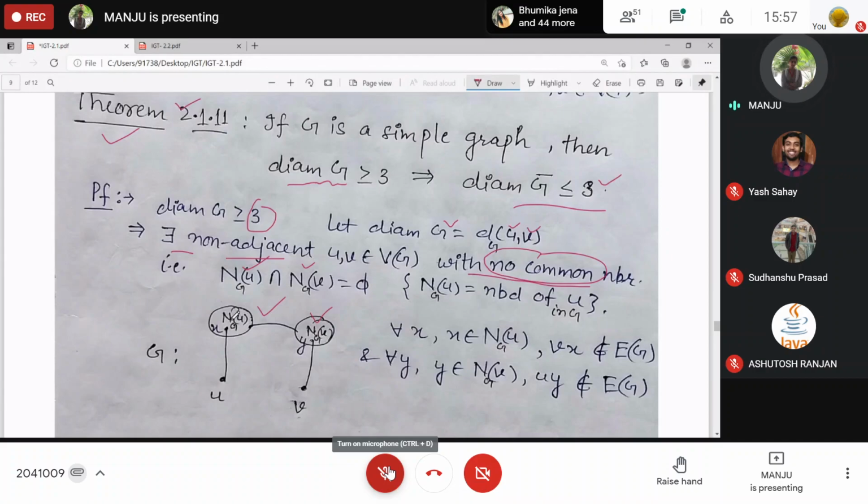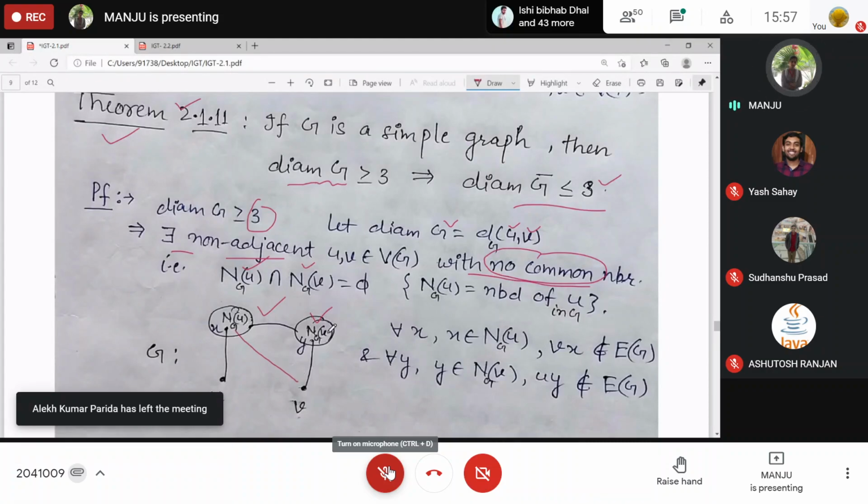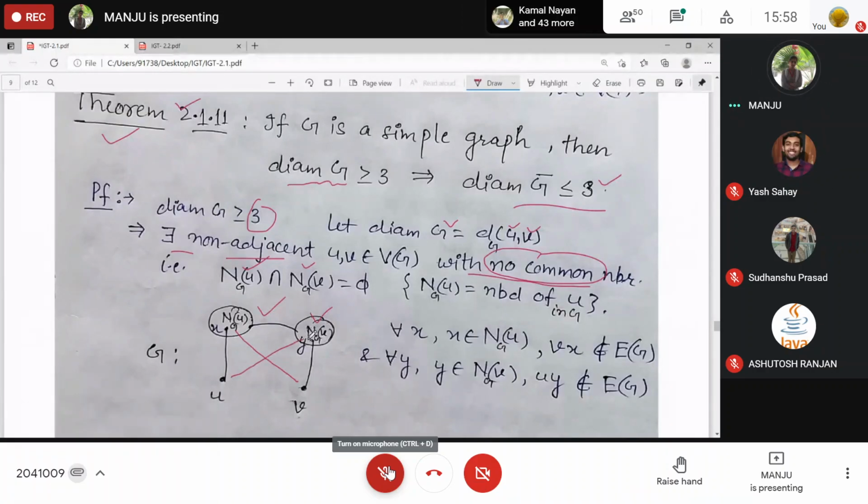X, any X you find, VX is not an edge in G, right? This edge is not present. Otherwise, X would be present here also. Similarly, if you take any element from the neighborhood of V, this edge is not present. Here, the U to Y edge is not present and the X to V edge is not present. Clear?